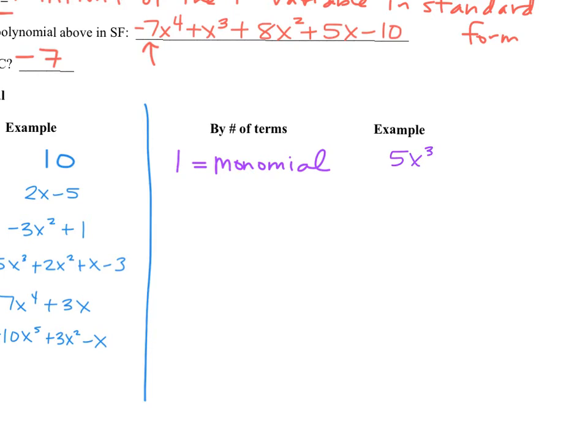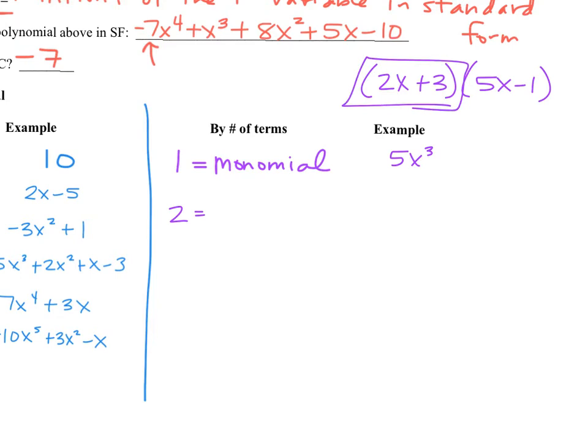That's a monomial. If you have two terms, what do we call that? Remember when we did factoring, it's like 2x plus 3 and 5x minus 1. What is this called? Binomial. Something like 7x to the fifth plus 3 is a binomial. It has two terms to it. Okay? Three terms, what do you think you call that one?